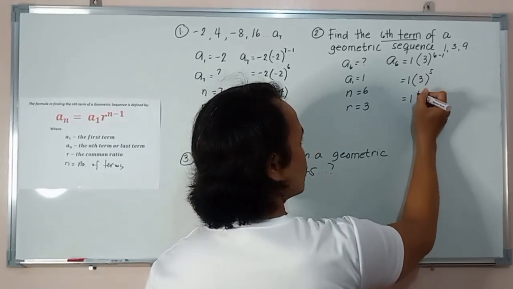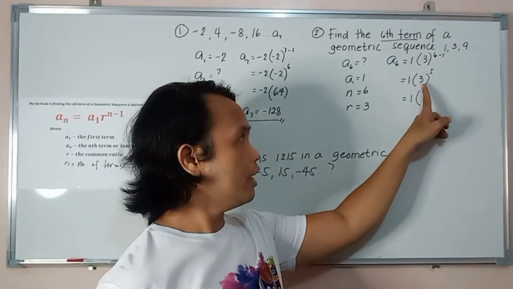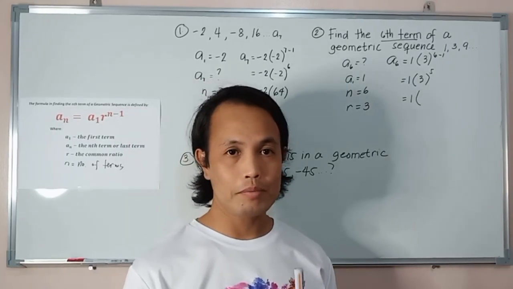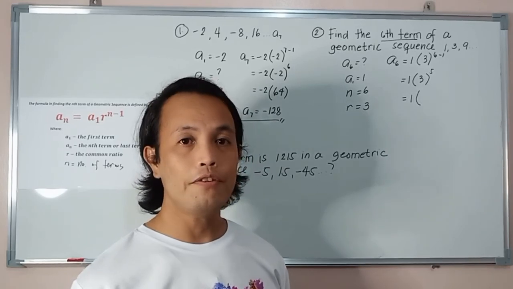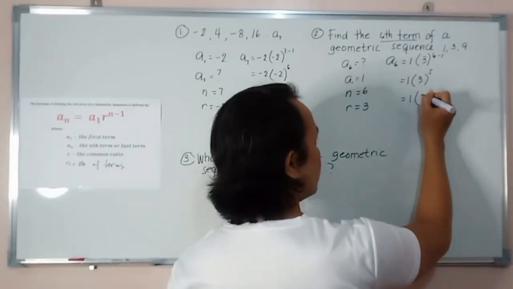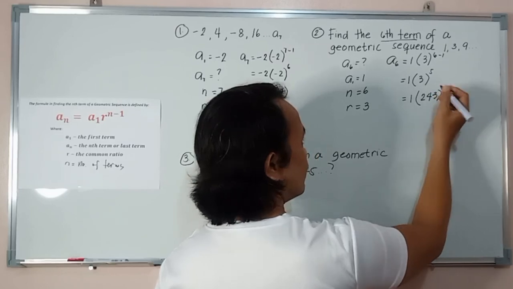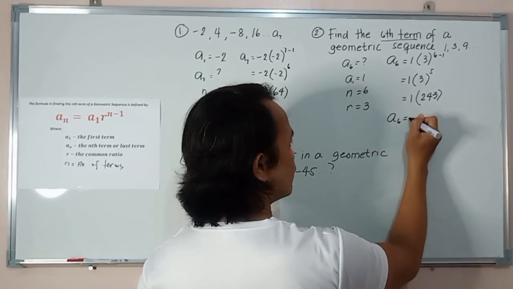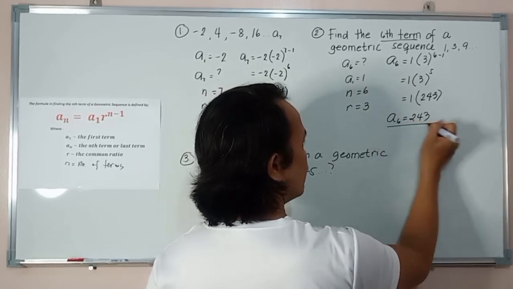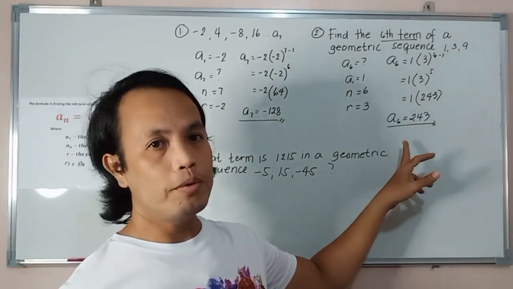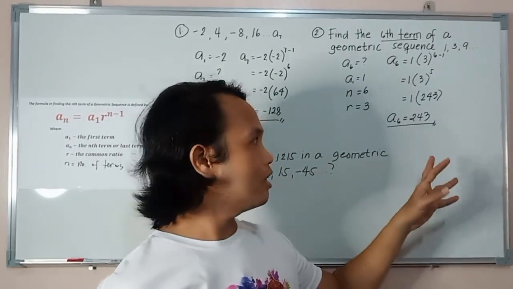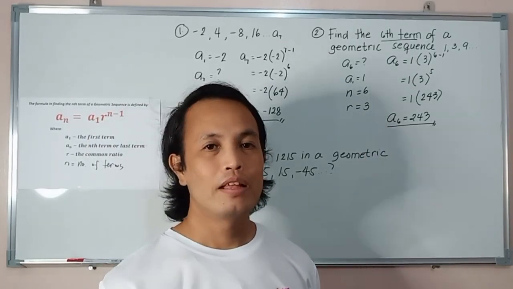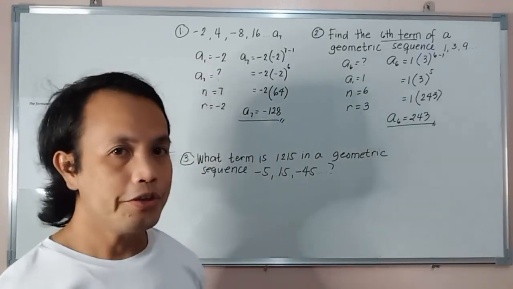We copy 1 times. Then, we have 3 raised to 5 is 243. That means 3 times 3 times 3 times 3 times 3. So, we multiply 3 five times. That would give us 243. Then lastly, we multiply 243 times 1, which is, of course, our a sub 6, is 243. So, the sixth term for this sequence is 243.